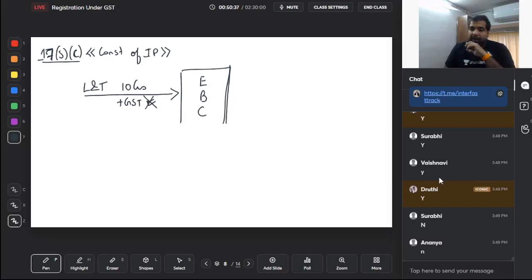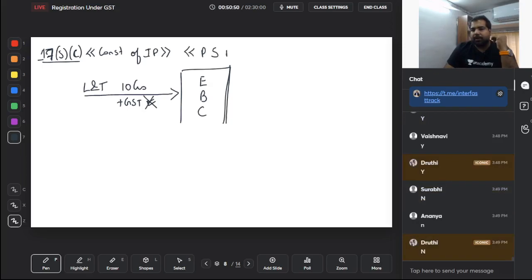So please tell me, when PwC constructs a new office and pays GST to L&T, can they take credit? No, it has been blocked under 17(5)(c). There are exceptions here, 3 exceptions, guys. PSP, watch out.